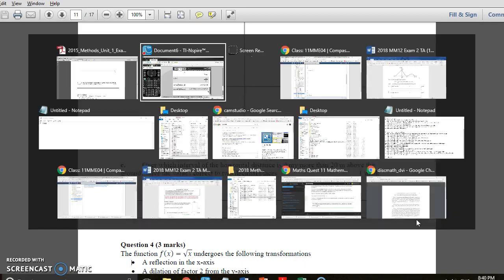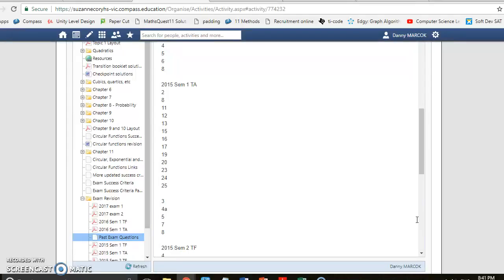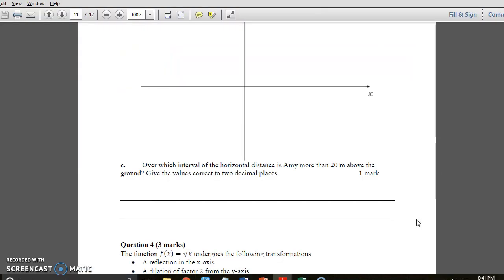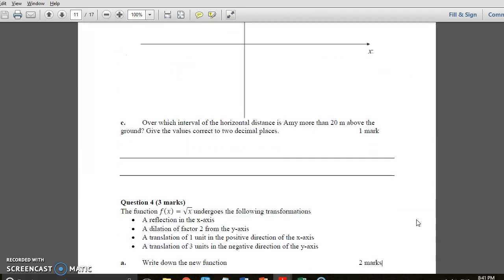Okay, the other one I ask you to do from this exam is question 4a. All right, let's have a look at this thing. Function f of x equals square root of x undergoes the following things: a reflection in the x-axis, a dilation of factor 2 from the y-axis, a translation of 1, and then a translation of 3 in the negative y-axis.